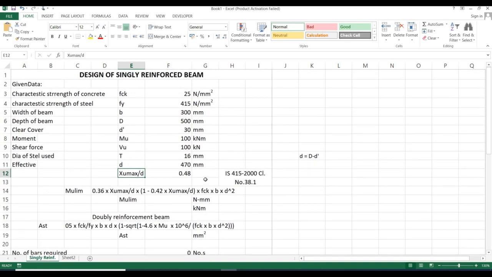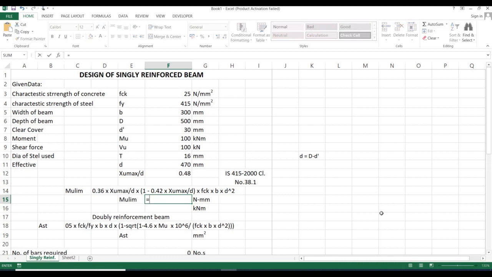again the next step is our Mu limiting formula. We have the Mu limiting formula, it is 0.36 into Xu max by d into bracket 1 minus 0.42 into Xu max by d into fck b d square. In this formula I know the Xu max by d as I have just calculated, and then I have the fck value, the b value, and the d value. So depending upon this I can calculate. How to calculate? I will calculate here.